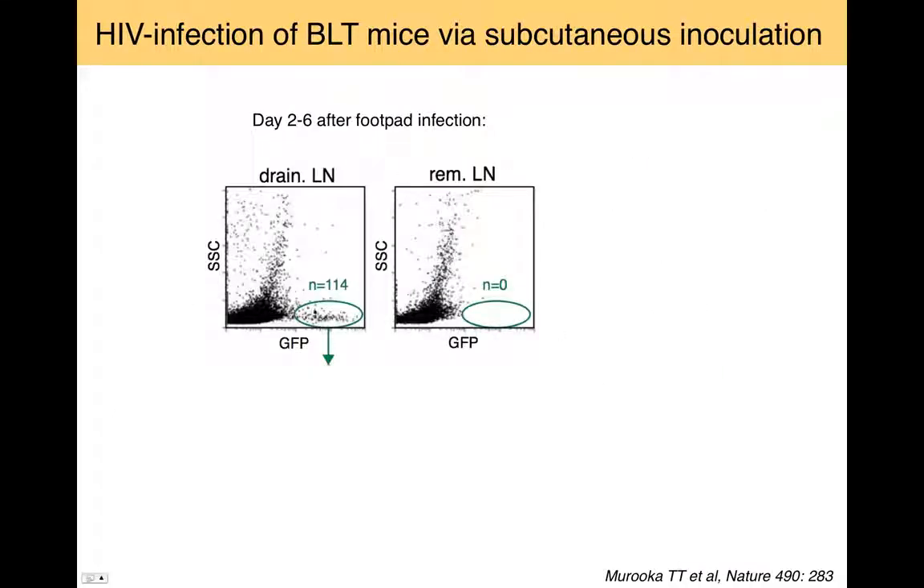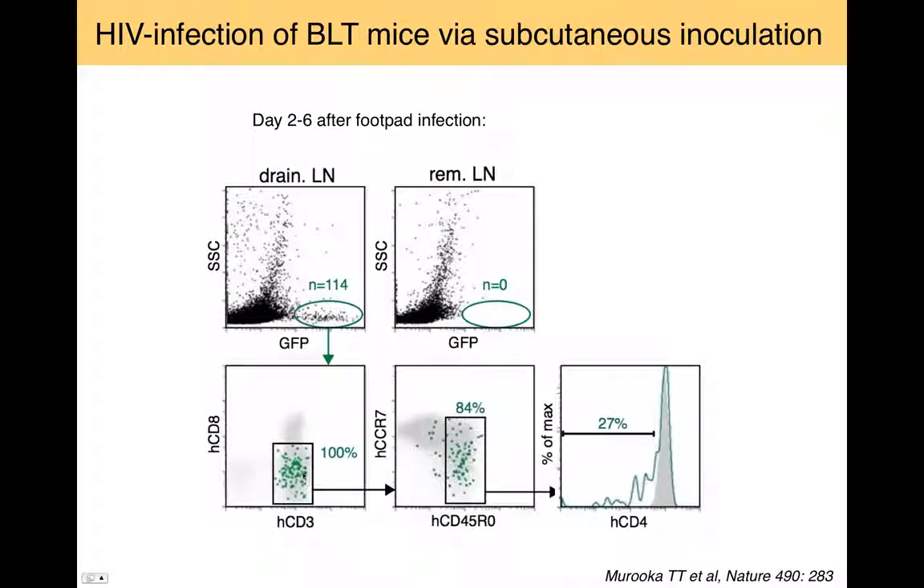So here, this is flow cytometry, just showing that we see GFP positive events in the draining lymph node, whereas in remote lymph nodes we don't see this, so this infection stays local during the first week. And these infected cells are, as far as we can tell by flow cytometry, basically exclusively T cells, at least during the first few days. So these are CD3 positive human T cells, and you can see, for instance, that they downregulate CD4, which is a hallmark of HIV infection of T cells in humans as well.